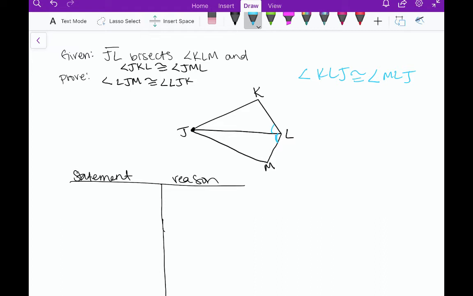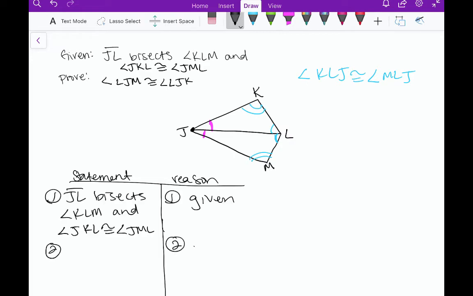And I also know that JKL is congruent to JML, so that's this guy is congruent to this guy. So I have two angles congruent. I'm trying to prove that LJM, which is this guy, is congruent to LJK, which is this guy. Now, if I can prove these triangles are congruent, then I can say those angles are congruent by corresponding parts.